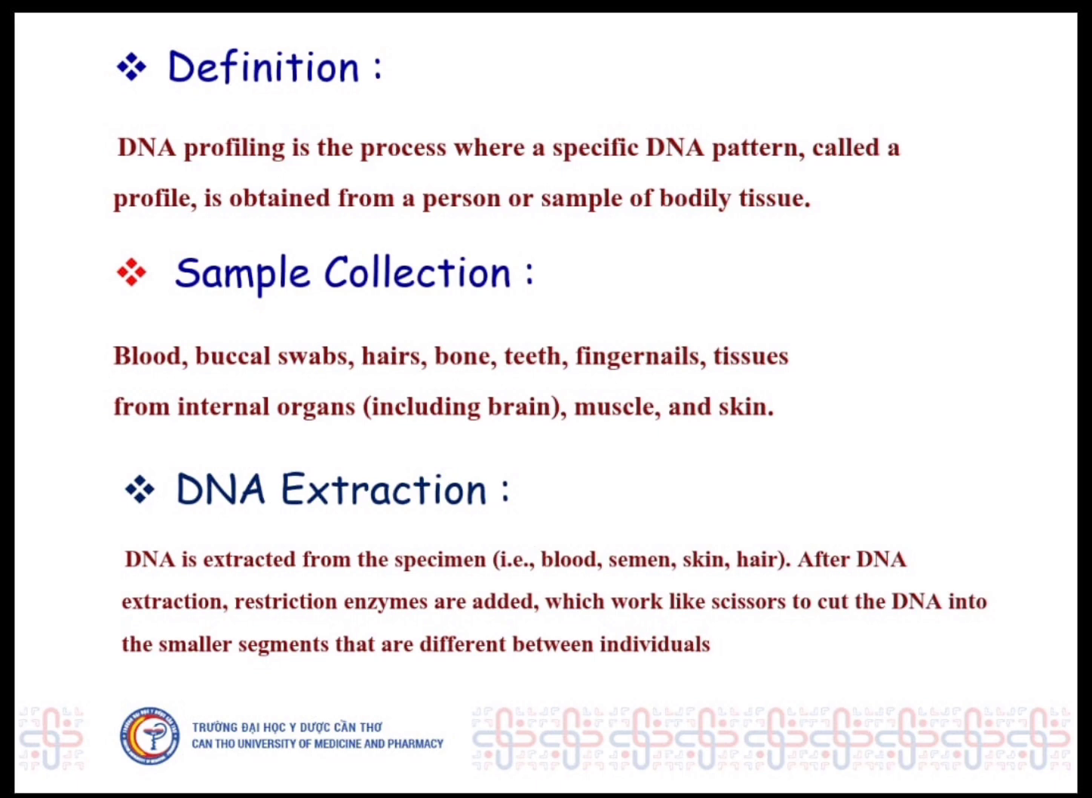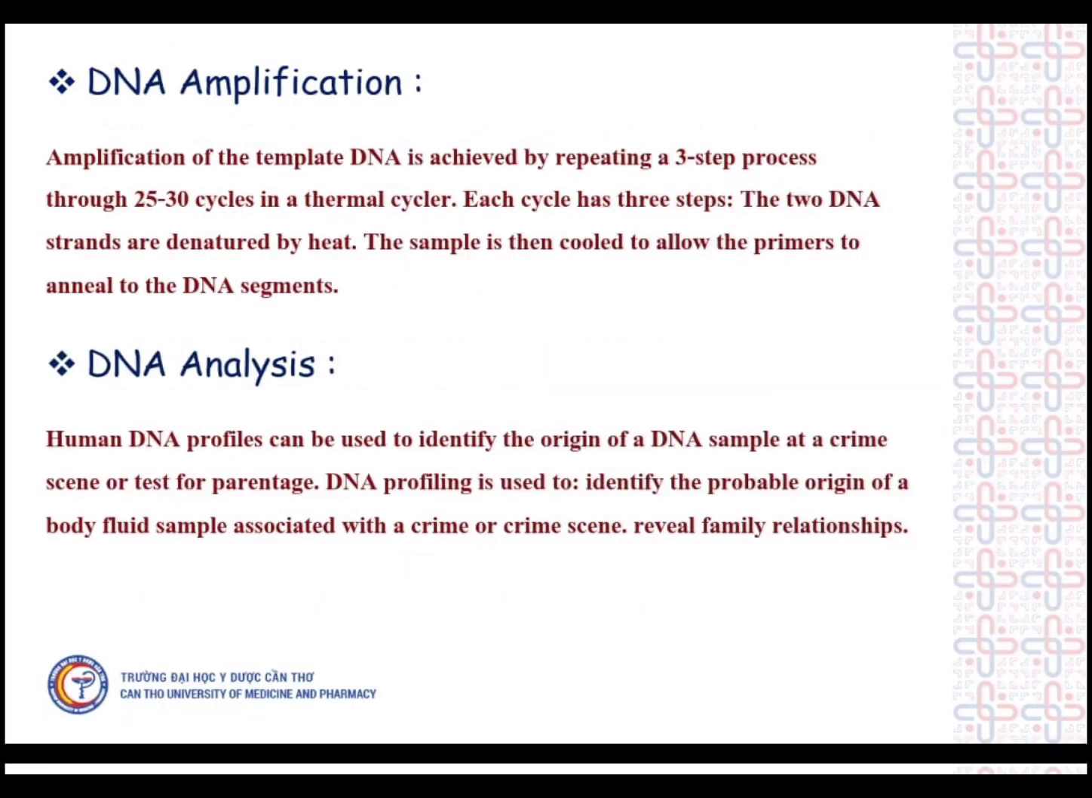After DNA extraction, enzymes are added, which work like scissors to cut the DNA into smaller segments that are different between individuals. DNA amplification. Amplification of the template DNA is achieved by repeating a 3-step process through 25 to 30 cycles in a thermal cycler. Each cycle has 3 steps. The 2 DNA strands are denatured by heat. The sample is then cooled to allow the primers to anneal to the DNA segments.